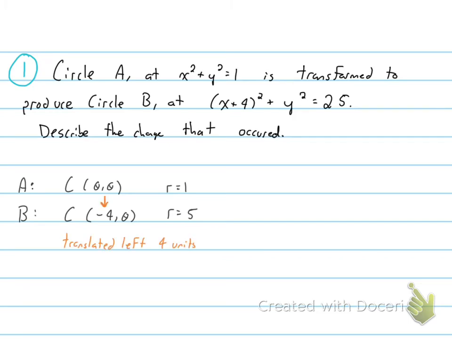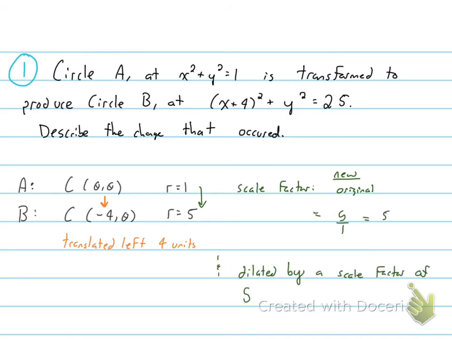So comparing the centers, it looks like I translated that circle to the left 4 units. Also, since the radius changed, it shows me that a dilation occurred, and here's how I find the scale factor, or how much I increase or decrease by. Remember that the scale factor is your new measurement over your original one. So here we have 5 over 1, so it looks like I dilated that circle by a scale factor of 5. So it increased in size times 5.